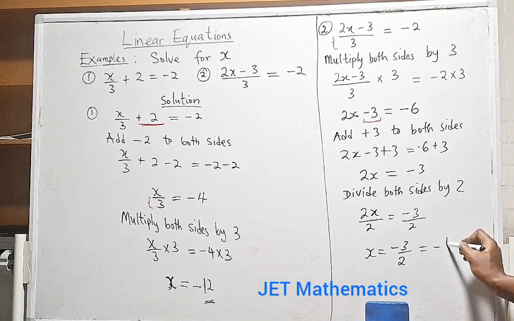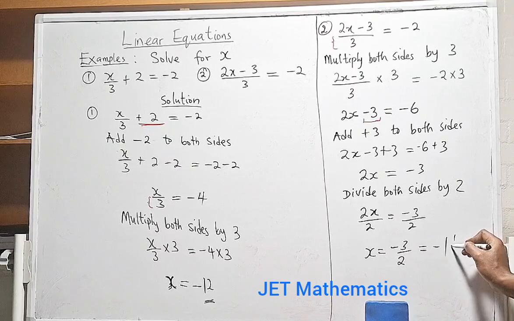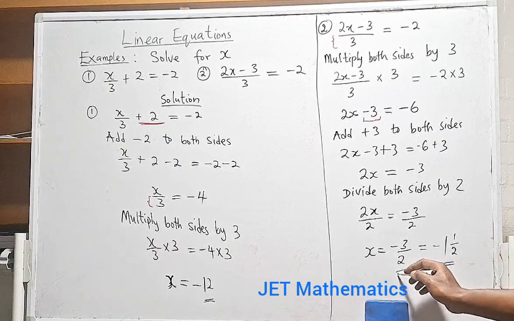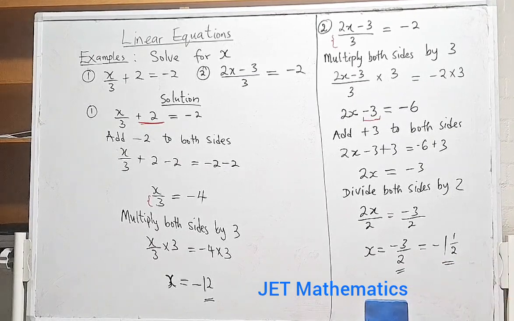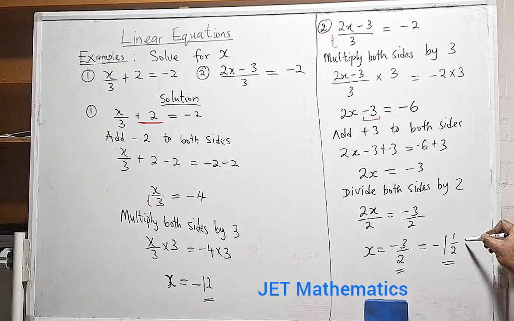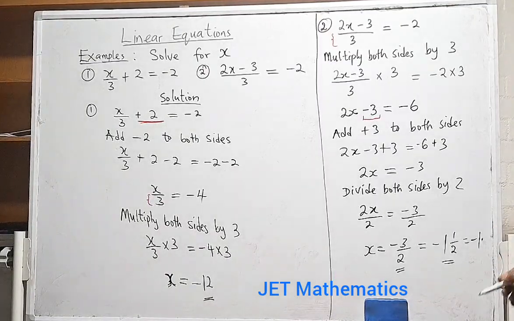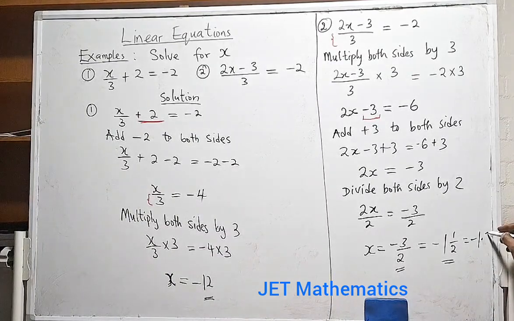So that becomes our answer, but we can also write that as a mixed number, which is minus 1 whole number 1 over 2. So either you write your answer like this or in a mixed number form, or even in decimal form, which is minus 1.5 in decimal.